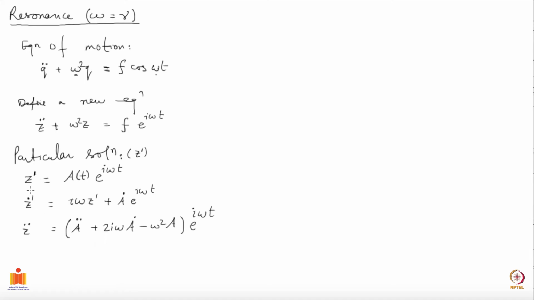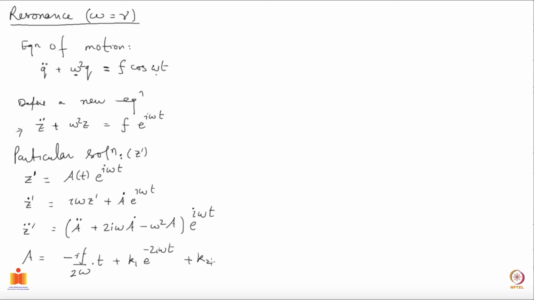Now you can substitute all three here: z prime, z dot prime, and z double dot prime. Put them in the equation of motion here and obtain the following. If you do so, you get a to be minus i f over 2 omega times t plus k1 e to the minus 2i omega t plus another constant k2. So k1 and k2 are complex constants.